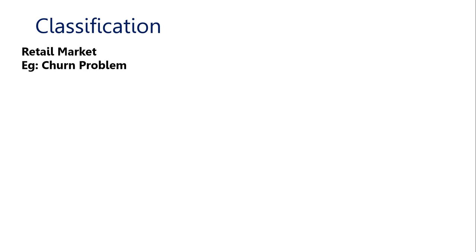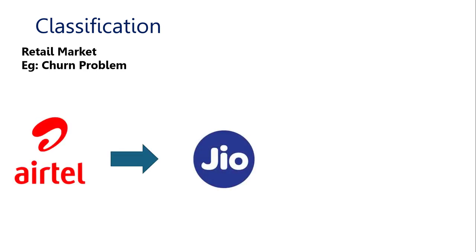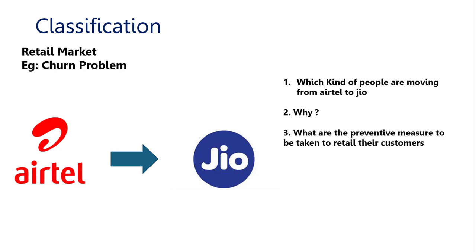One problem that you can see in classification is the retail market churn problem. If you take Airtel and Jio, most of the customers are churning from Airtel to Jio. With the help of classification, we can analyze whether this customer will churn from Airtel to Jio. If so, what are the possible reasons? What are the driving factors for this customer churning? Based on that, the company can take preventive measures so as not to lose this customer.